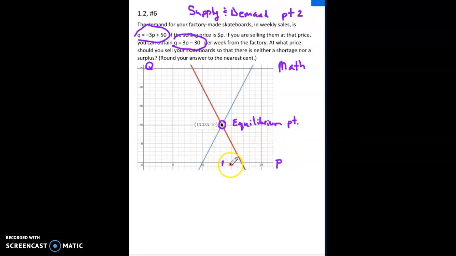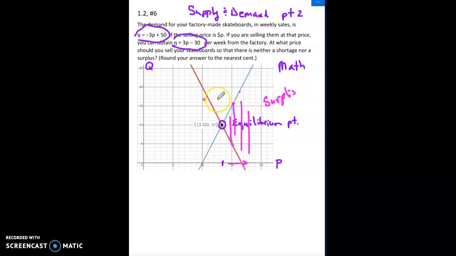And then if the price is higher than the price at the equilibrium point, if it's a higher price than 1333, then what happens is we have quantity of supply is bigger than the quantity in demand. That means more units are being produced and less units are being purchased. This area here, when this happens, is called a surplus, when you have more items on your shelf than people are wanting to buy.